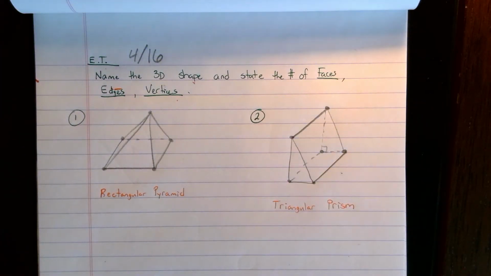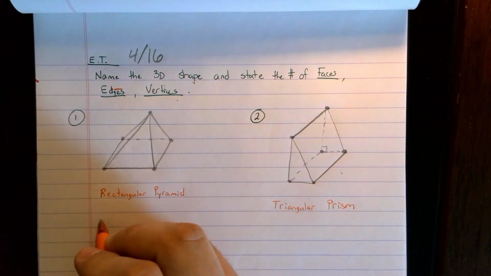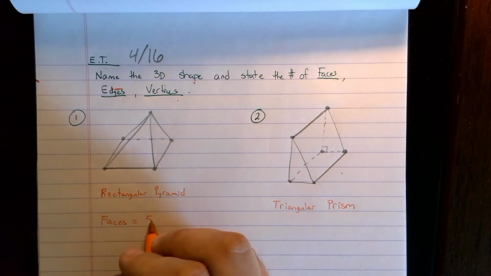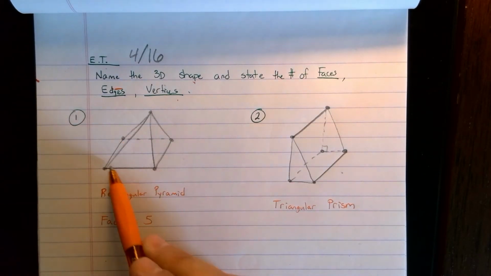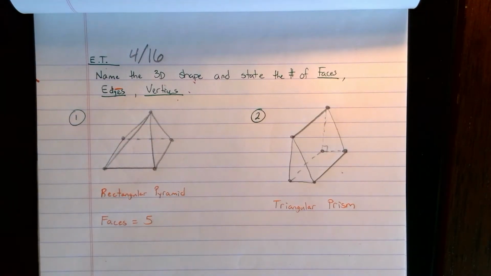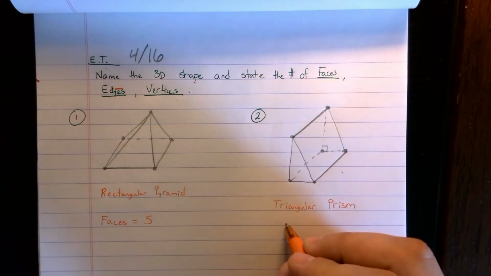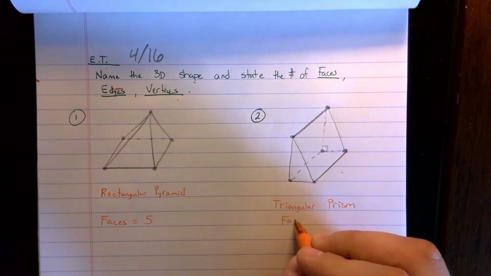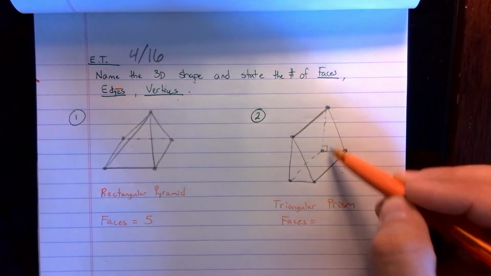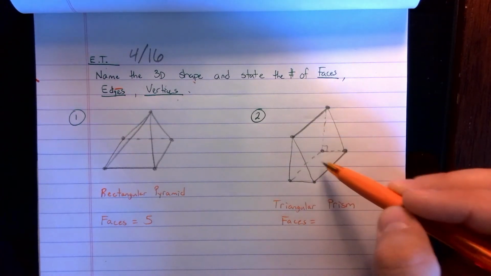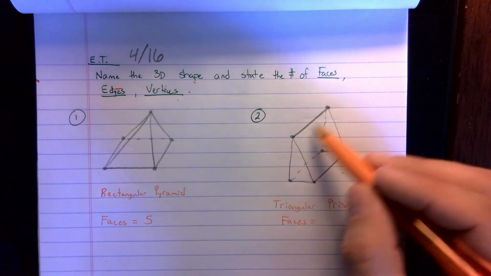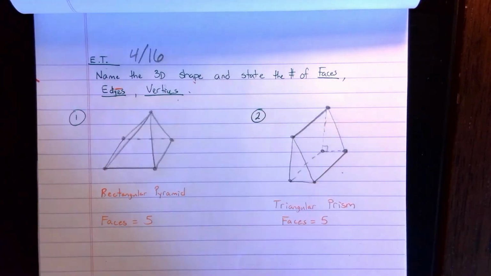Alright, let's talk about the faces, edges, and vertices. It turns out they each have 5 faces. This pyramid has a rectangle on the bottom and then 1, 2, 3, 4 triangles for a total of 5 surfaces or 5 faces. This one has 5 faces as well. This one has the 2 triangles and then 3 rectangles connecting each side of the triangle to each other. So that would be a total of 5 faces.